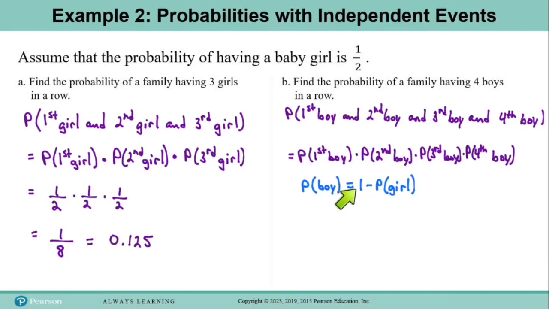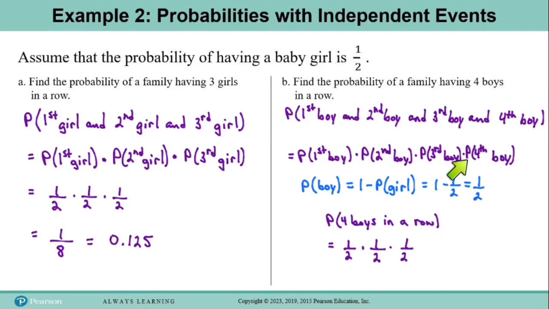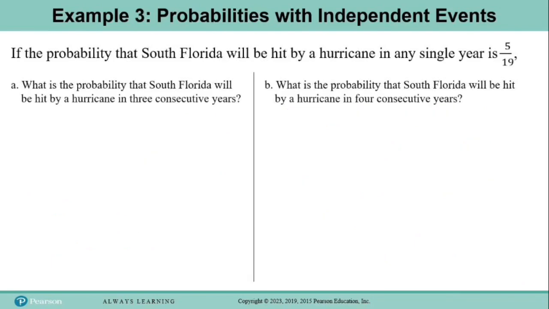So the probability of having a boy is 1 minus 1/2, which is still 1/2, but we have to think about that. We just can't take this number and plug it in, because if this number had been anything besides 1/2, then the probability of having a boy would not have been the same, you see. So now that we have this number, we can plug it in. So the probability of having 4 boys in a row is going to be 1/2 times 1/2 times 1/2 times 1/2. And that comes to 1/16, or in decimal form 0.0625. Okay, let's move on to example 3.